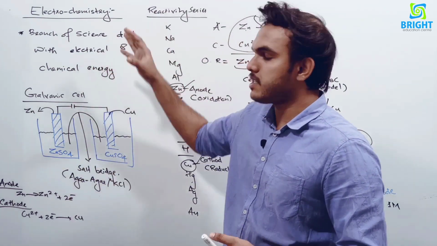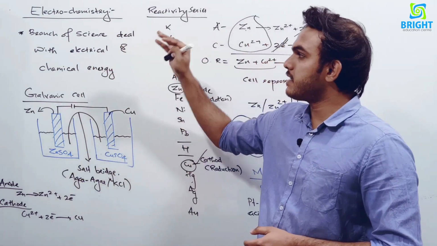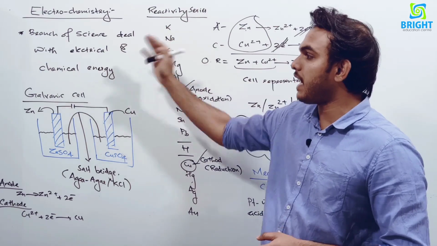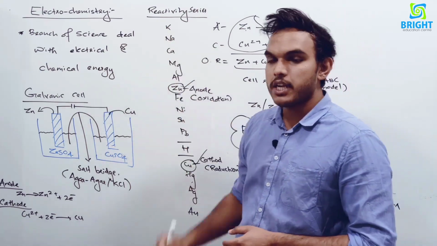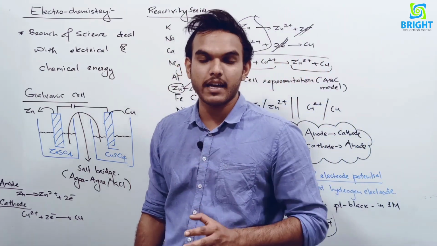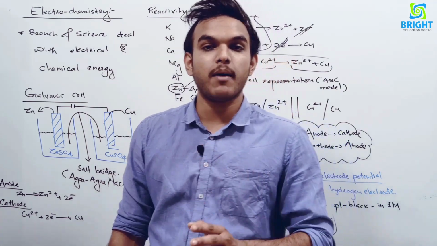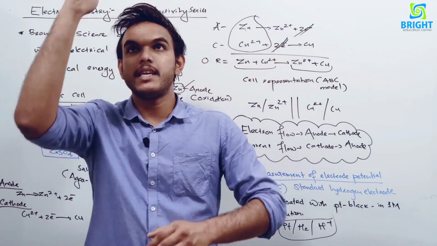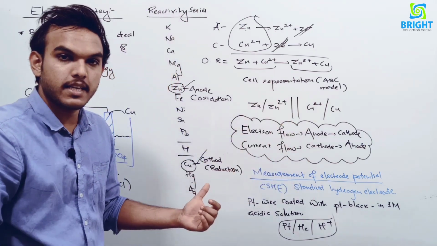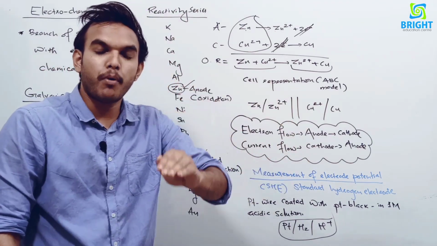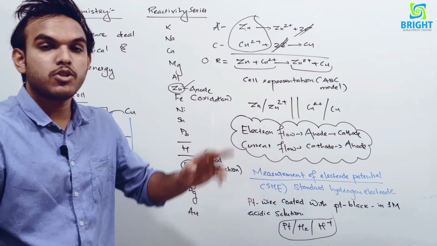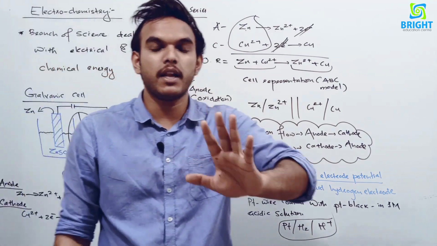First of all, you have to know what is meant by electrochemistry. Electrochemistry is a branch of science which deals with electrical and chemical energy. Then we studied about the galvanic cell, or Daniell cell, or voltaic cell, where you study the anode and cathode, that is zinc and copper. Zinc is in the topmost position in the electrochemical series, therefore it acts as the anode, and the bottom one acts as the cathode. So the anode will undergo oxidation and the cathode will undergo reduction.